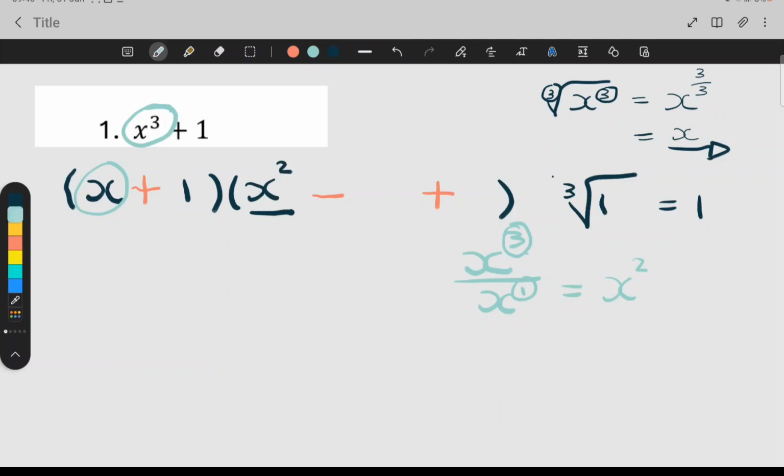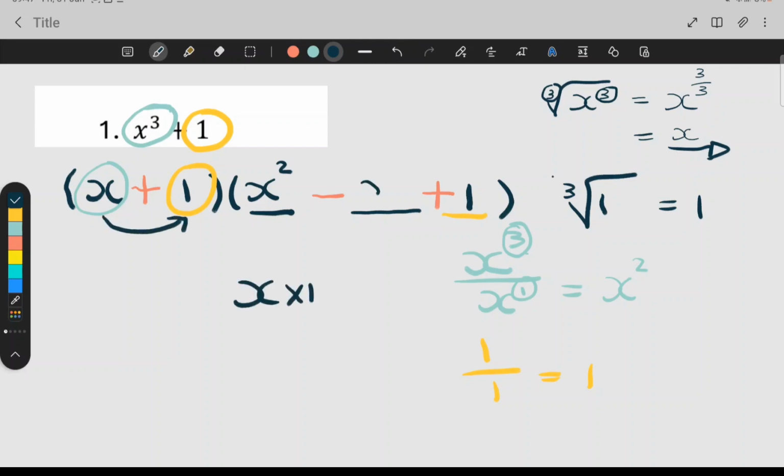Now I'm going to do the same for the 1. I'm going to say this over this will give me that. So 1 over 1 is 1. So that means this is 1. And then to get this middle term here, I'm going to say this times this. So x times 1 is x. And there you factorize this.